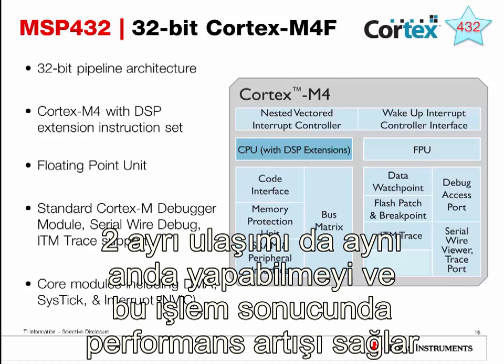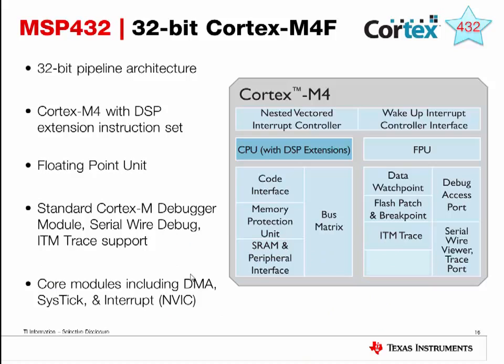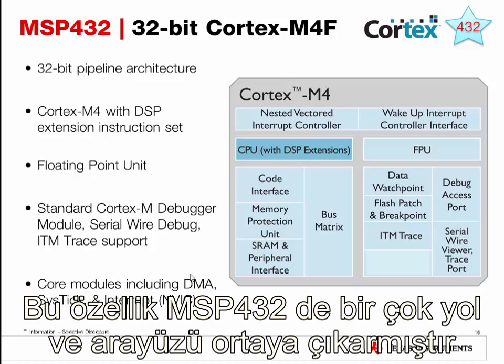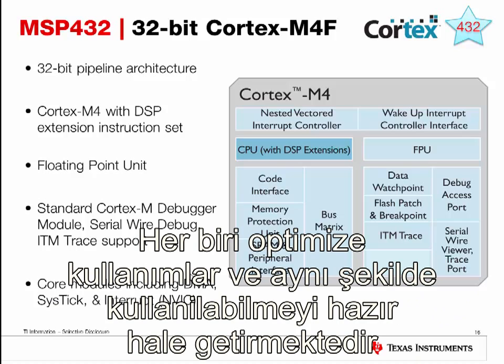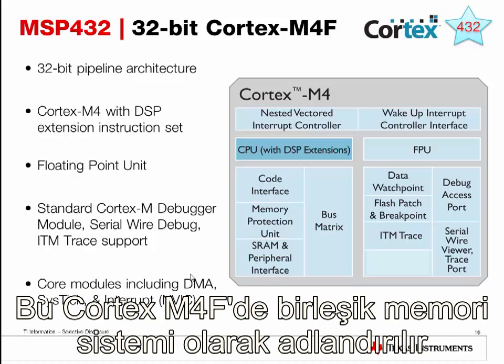As a result of this, the performance of the processor increases because the data accesses do not affect or interfere with the instruction pipeline. This feature results in multiple buses and interfaces across the Cortex-M4F, each with optimized usage and the ability to be used simultaneously. However, the instruction and data buses share the same memory space. This is called the unified memory system.